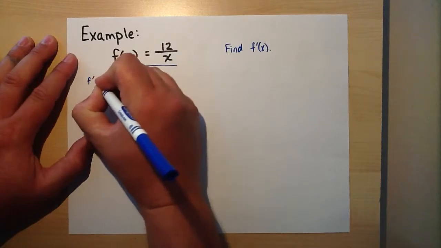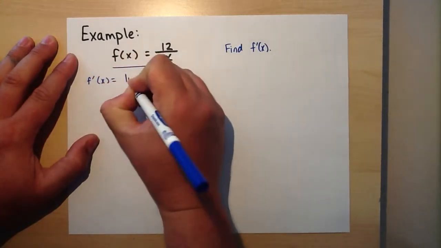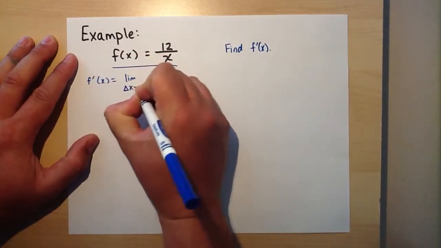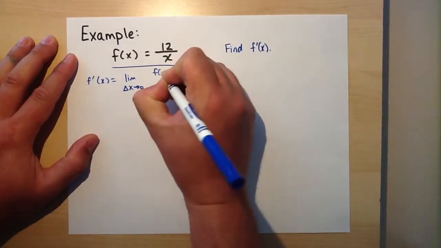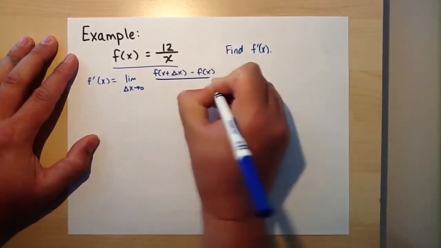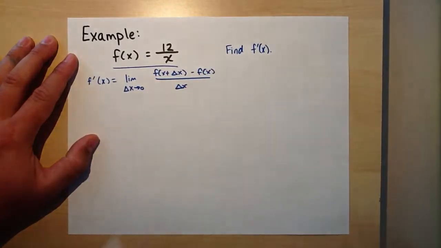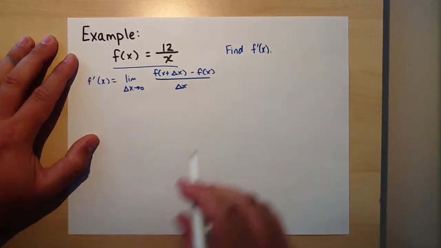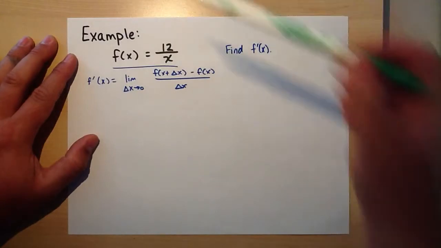So remember, f prime of x, limit as delta x approaches 0, f of x plus delta x minus f of x over delta x. We want to write that down. A lot of students don't. Highly, highly recommended that you do that.